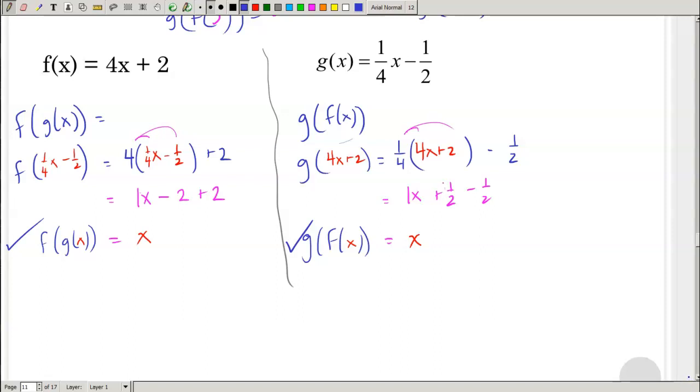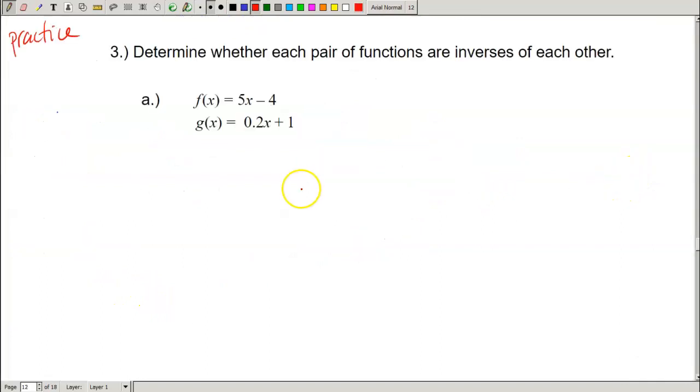So when you see in your homework these types of questions where it says to verify that they're inverses, you have to simply show this work all the way through it. So they are inverses. All right, so here's one that you can practice. You can pause here, and it says to determine whether each pair of functions are inverses of one another. So I want you to go ahead and test using that function composition test and see if these two things are indeed inverses or if they're not.